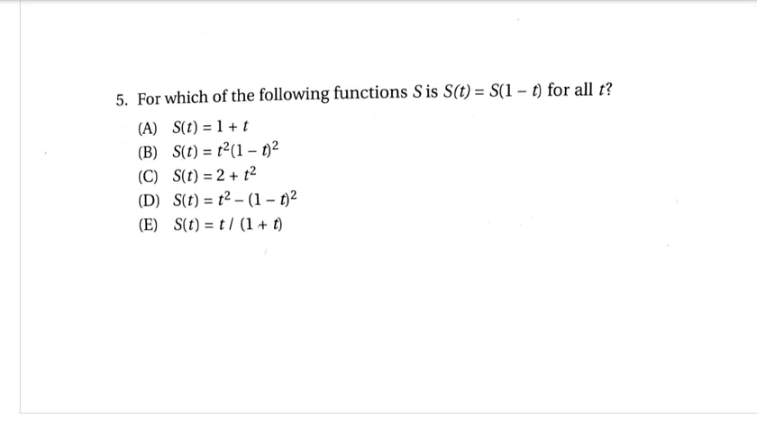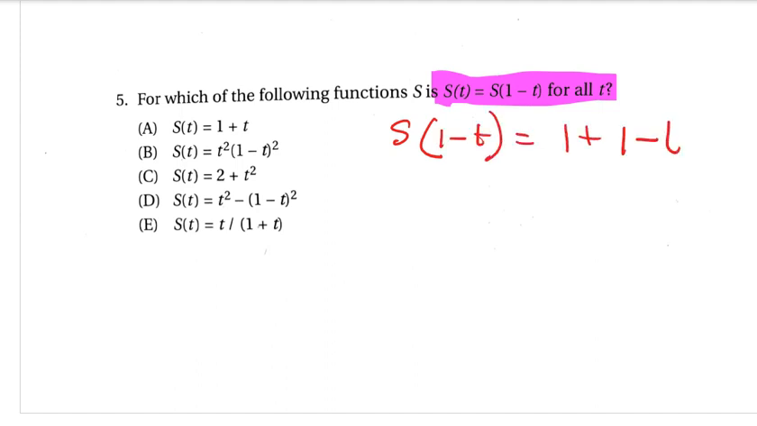Question number 5 says, for which of the following functions S, given in this form, S of 1 minus t for all t, which of these conditions are going to be true? Simple, we just need to plug in S of 1 minus t and check. If you plug in S of 1 minus t in the first one, you have 1 plus 1 minus t. So what is the answer? You are getting 2. So this is not possible.